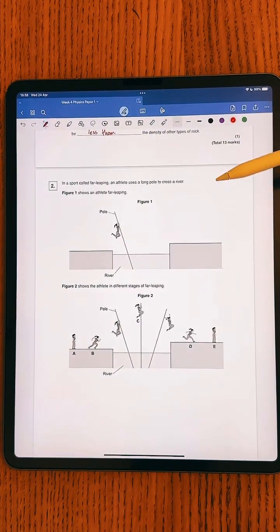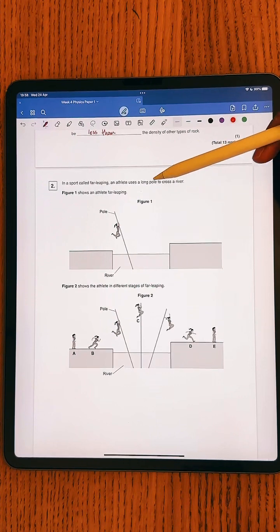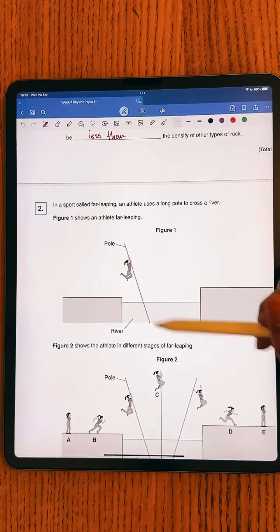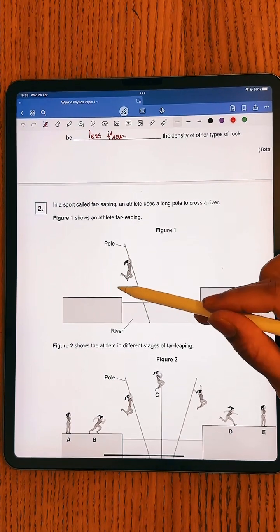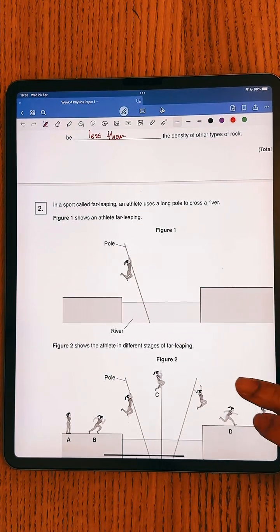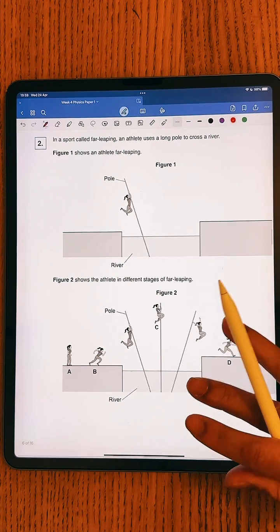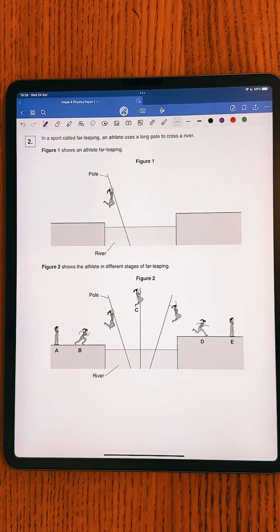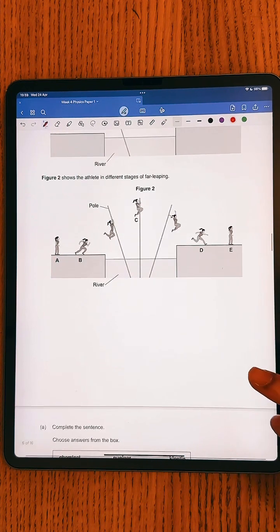So in a sport called far leaping, an athlete uses a long pole to cross a river. So you can see that. This person is climbing on the pole, or they're using the pole to jump over the gap. Different stages are labeled as A, B, C, D, and E. First question.